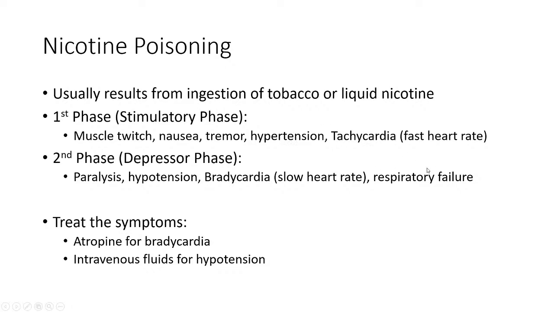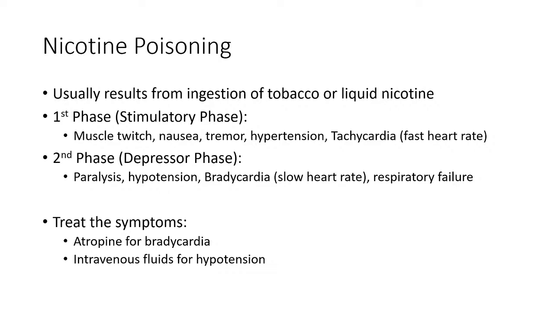The second phase of nicotine poisoning is a depressor phase, and so all of these target tissues are overstimulated and we can't stimulate them anymore. And so we're going to see paralysis followed by hypotension, that's low blood pressure, bradycardia, slow heart rate, and respiratory failure because the muscles that control respiration are skeletal muscles, which again respond to nicotine, or rather contain nicotinic acetylcholine receptors.